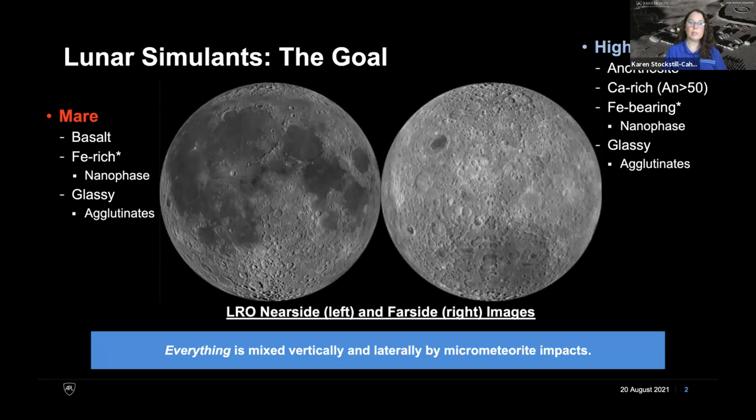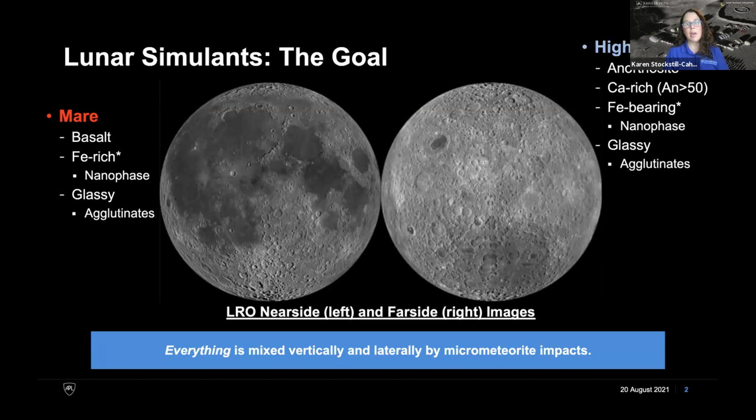So there's two main types that we use, including the Mare basalt lunar regolith simulants. They have a basaltic base, and so the associated mineralogy with that, they're very iron rich, and a lot of that iron is nanophase iron, native iron. And they're also kind of glassy. They have agglutinates because of all the space weathering that's going on.